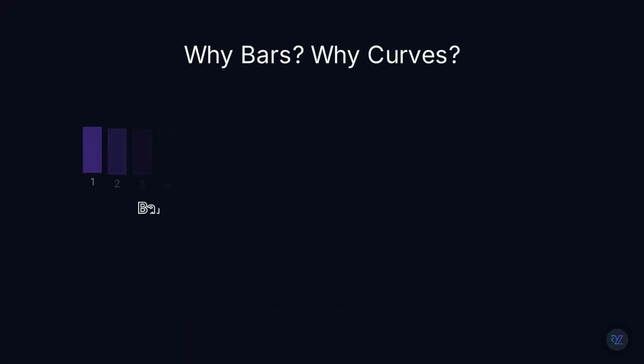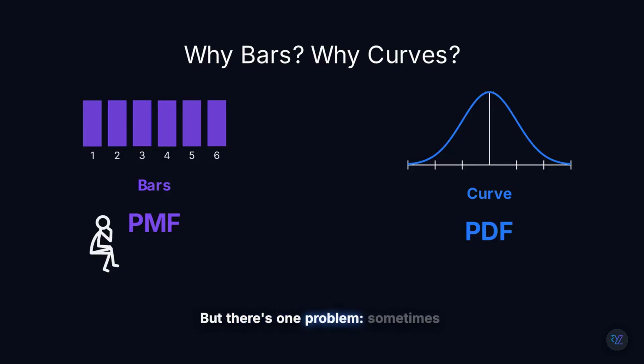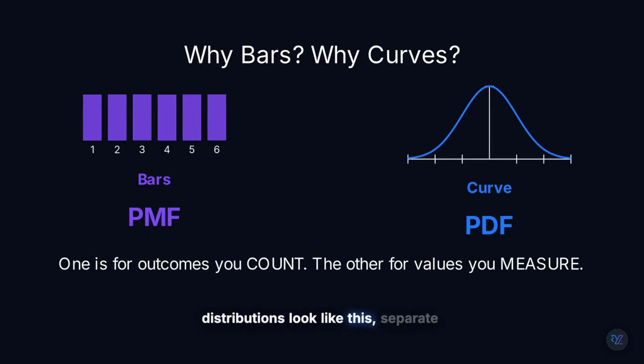In the last video, we learned that a probability distribution maps every possible outcome to how likely it is. But there's one problem. Sometimes distributions look like this, separate bars. And sometimes they look like this, one smooth curve. Why does one distribution use separate bars, while another uses a continuous curve?